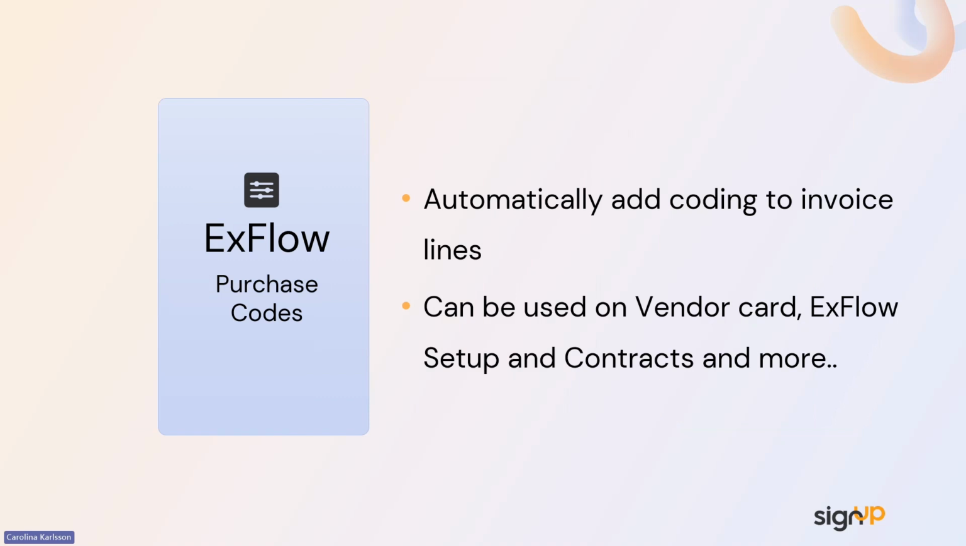So ExFlow purchase codes, you can automate the task related to setting accounts online using purchase codes, which means that you don't have to repeatedly do the same work over and over again. And the purchase code can be linked to a vendor. It can be linked to a reference, to a contract, or an ExFlow setup. For example, you can create a purchase code assigned to a vendor from whom you often receive recurring invoices with the same lines, the same accounts, and so on.